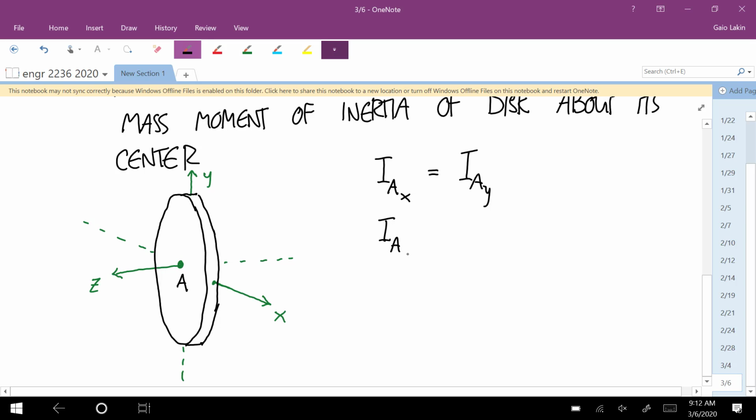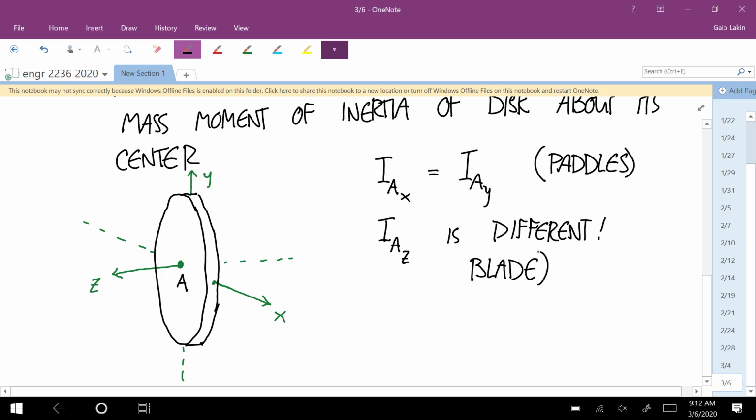But the mass moment about z is different. These are the ones that are like paddles. This is the one that's like a wheel. I'm going to call it a blade because we're going to have to use this idea for other shapes too, rectangles or whatever. You have to think about whether it's trying to slice you or slap you as it rotates. You know what I mean?